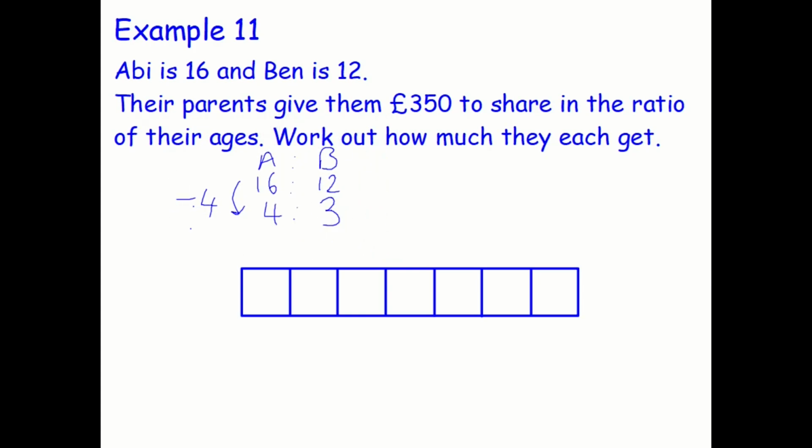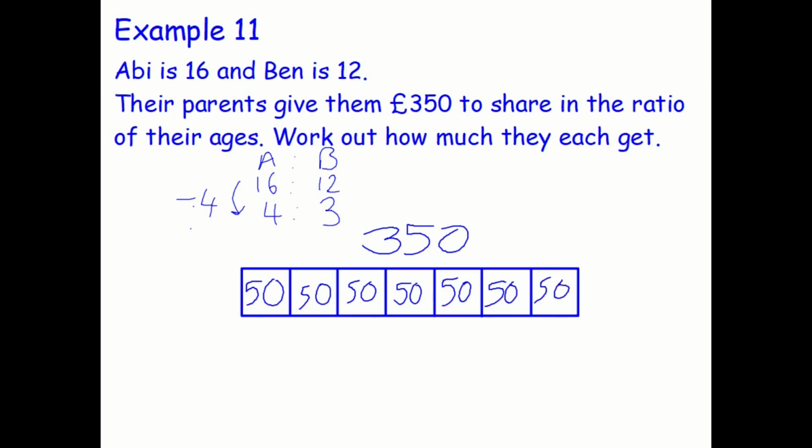So I'm dividing 350 by 7 boxes, which means, of course, there's going to be 50 in each box. So as I say, the key is to simplify the ratio for this question. And it's in the ratio 4 to 3, so 4 50s is £250. So Abby's going to get £250 and Ben gets £150.